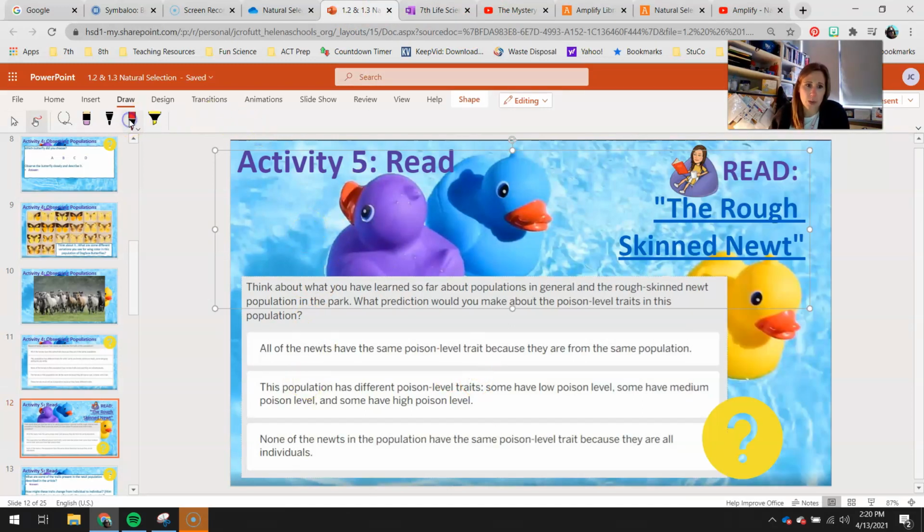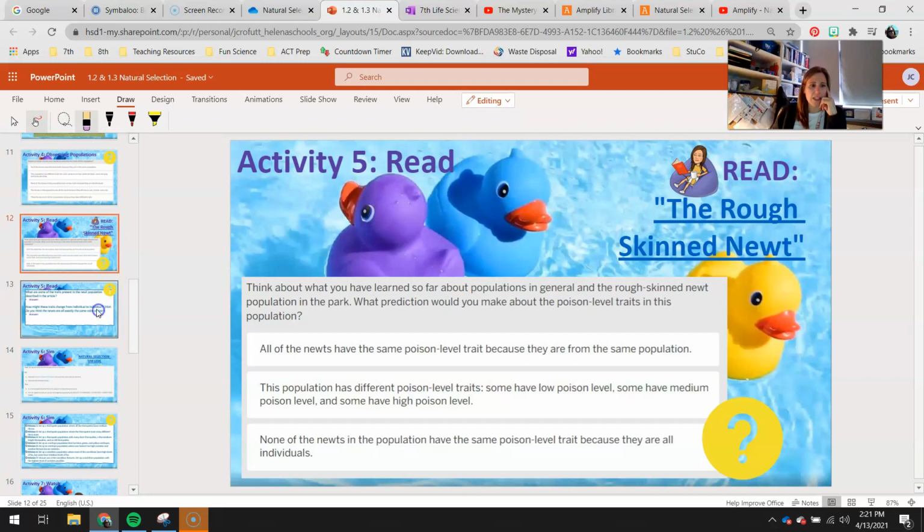The first one you guys will use your draw tool for. Think about what you have learned so far about populations in general and the rough-skinned newt population that you read about in the park. What prediction would you make about the poison level traits in this population? So do you think that all of those have the same amount of poison? Do you think that this population has different poison level traits? Some have low, some have medium, and some have high? Or do you think none of the newts in the population have the same poison level trait because they are all individuals? So circle the answer you guys think is most correct. Again, just one there. And then answer these 2 questions.